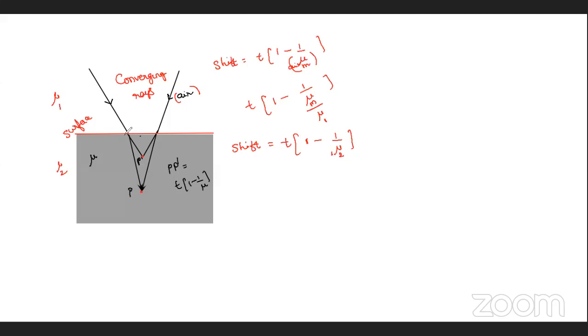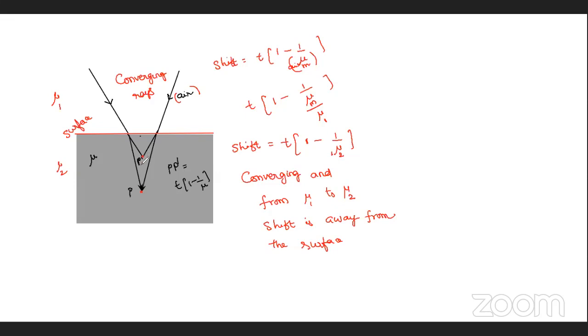Yes, sir. So here, when the light rays are converging and coming from mu1 to mu2, the shift is away from the surface. Am I right? Yes, sir. This was the conclusion we took yesterday. Understood, sir. Then in the rest, apparent height, we took from mu2 to mu1.